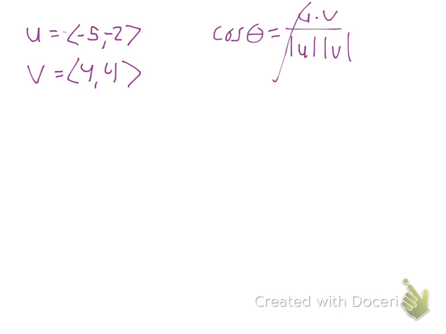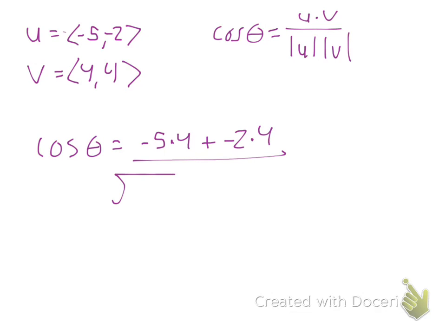We have to do the dot product first. So this would be -5 times 4 plus -2 times 4, all over the square root of -5 squared plus 2 squared, times the square root of 4 squared plus 4 squared.